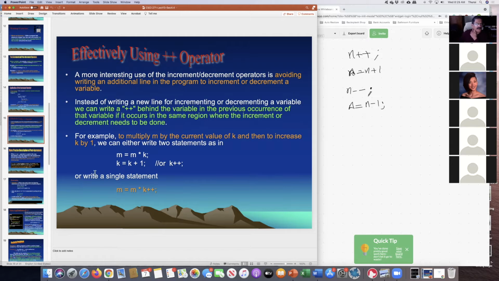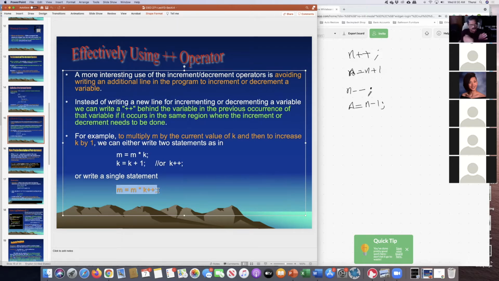So let's look at this example. M equal to m times k means multiply m by k and put it back in m. Then change the k. The k is changing afterwards. So whenever I need to write those two lines, I could write this. That's where the plus plus operator becomes really useful. So this statement, m equal to m times k plus plus, means multiply m by the current value of k, then change k by 1.